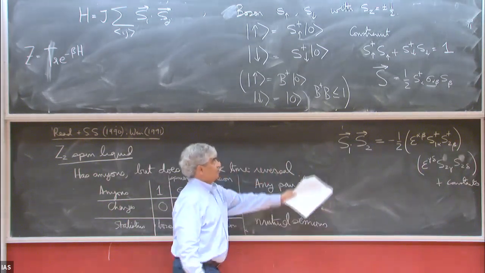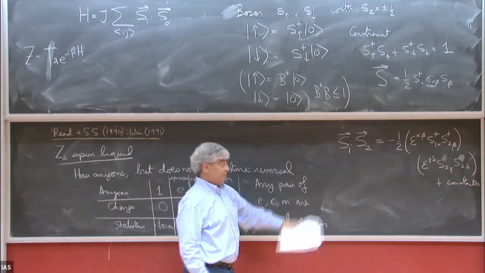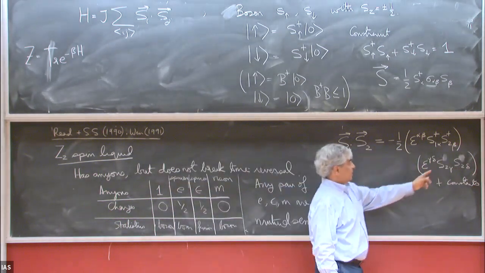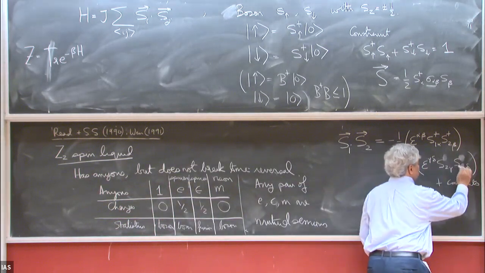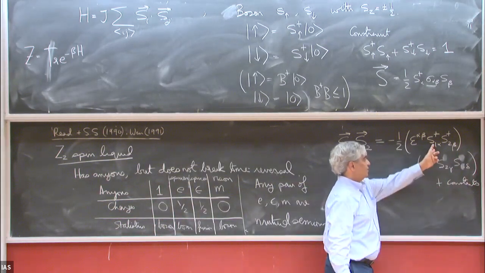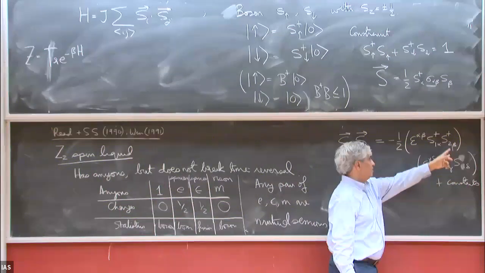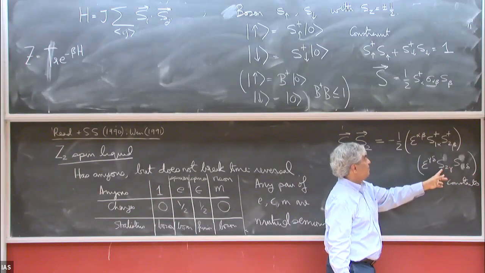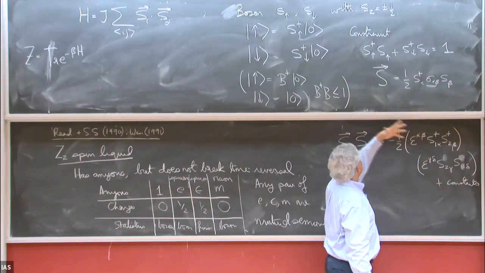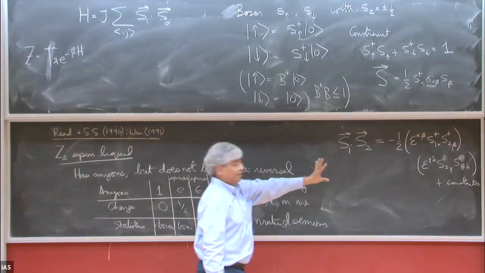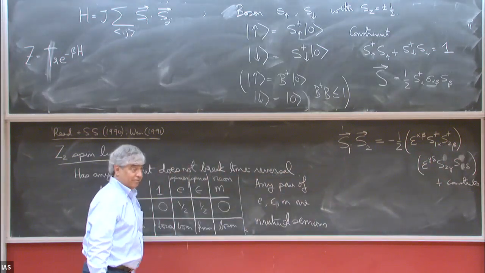So the left-hand side is a gauge invariant operator, but so is the right-hand side, because on site 1, I have one dagger and one non-dagger. And similarly, on site 2, I have one dagger and one non-dagger. And therefore, this gauge invariance holds. So the right-hand side is also a gauge invariant operator.